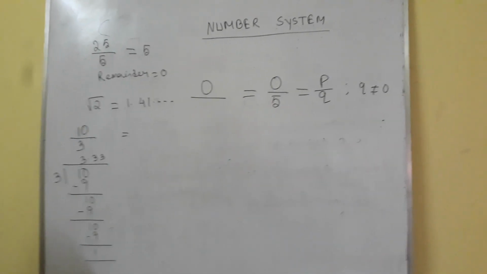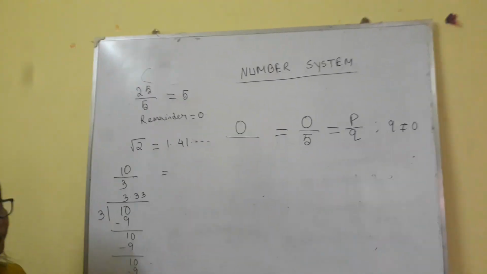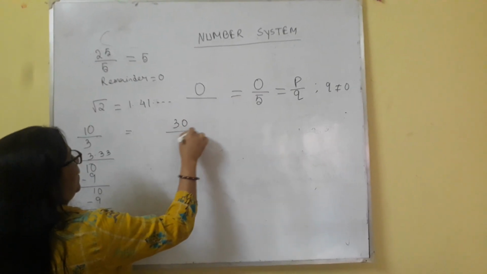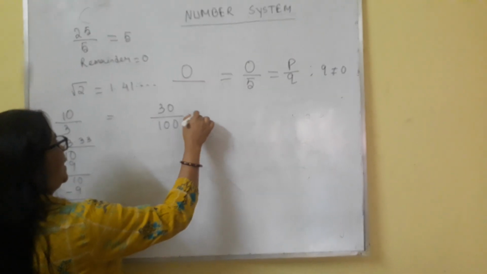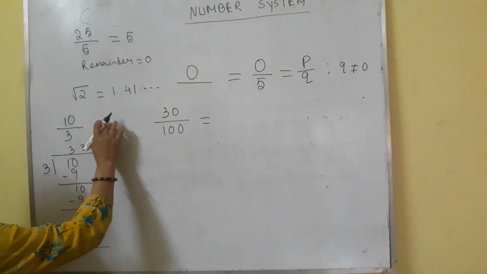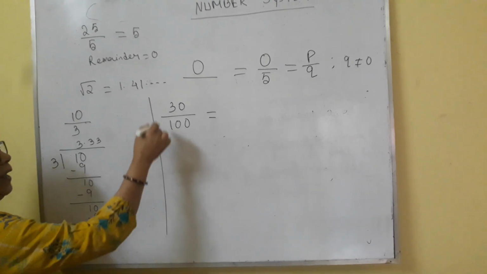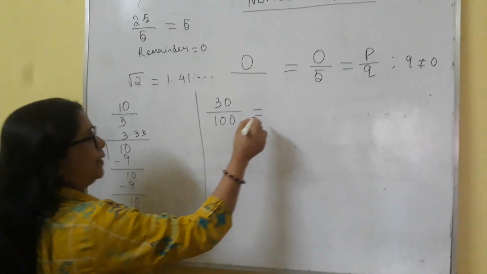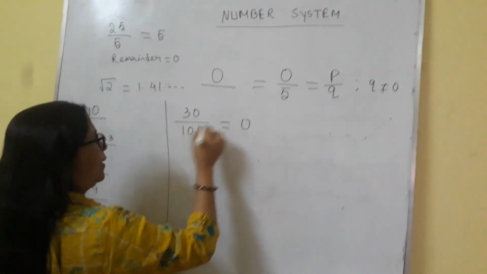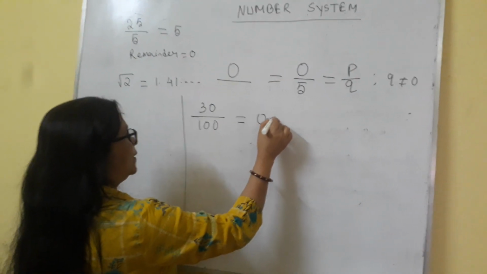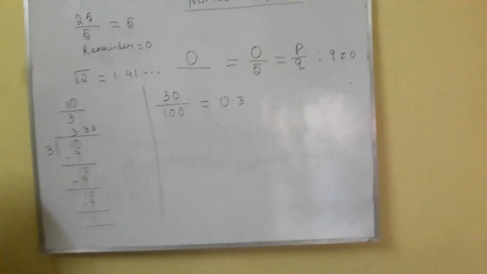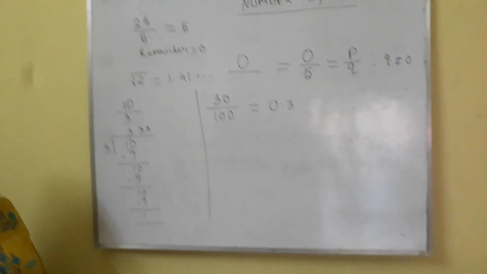Now we can convert a number, suppose 30 by 100. This is in fraction form. From the fraction form I can convert into a decimal form. If I convert 30 by 100 into decimal form, we will get 0.3. This is a terminating decimal expansion.